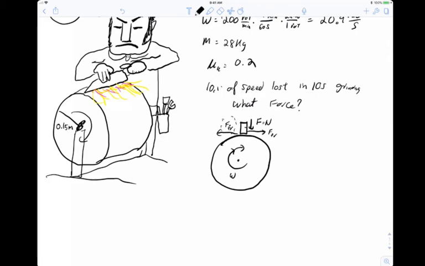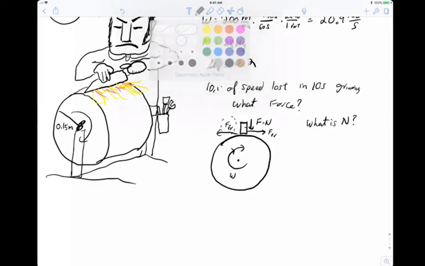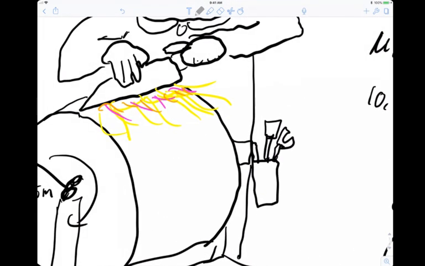So the question here is, what is N? How hard is he pushing down on the knife, on the wheel? It's not going to be the gravity of the knife. It's going to be how hard the tradesperson pushes down on the knife. Wait, hold on. All right.